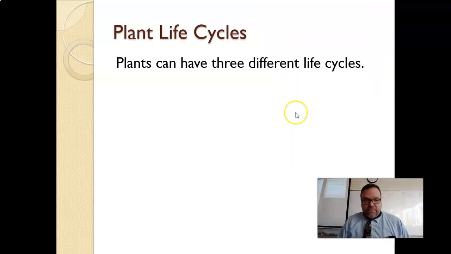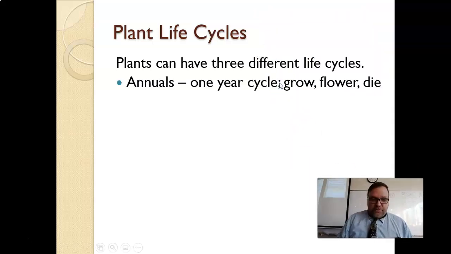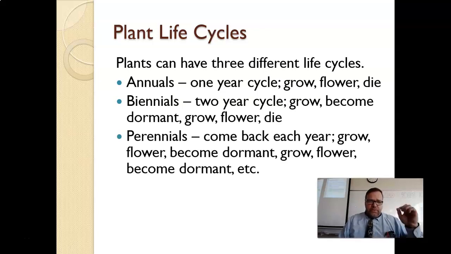Plants can have 3 different life cycles: annual, biennial, or perennial. Here's the definition of each of these. So an annual has a 1-year cycle. It grows, it flowers, it dies, and it's done. That's an annual. You have to plant it every year.